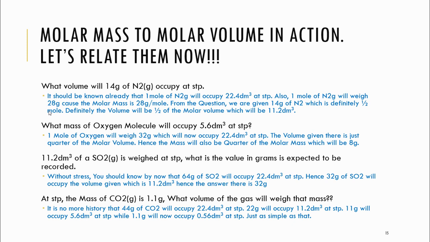Okay, let's just practice. What volume will 14 grams of N2 occupy at STP? I know that 1 mole of N2 is 28 grams. So this is half of it. That means the volume will also be half, which will be 11.2. What mass of oxygen molecule will occupy 5.6 dm cube at STP? That's like dividing by 4. So divide the molar mass of oxygen by 4. Simple stuff. Not to waste much time, I think I explained. You can just pause and read it.